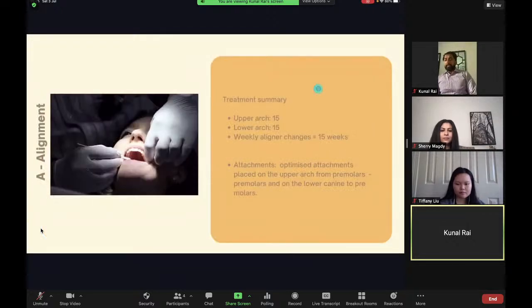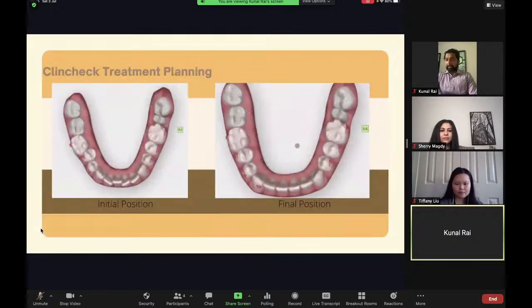All in all, it took about 15 aligners on the top arch, 15 aligners on the lower. So in total, it took about 15 weeks. Now, going back, these red things are called attachments. What are attachments? Attachments basically help to make the treatment more predictable and help in certain movements.